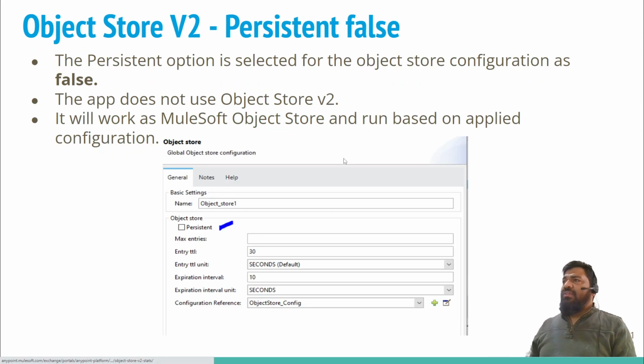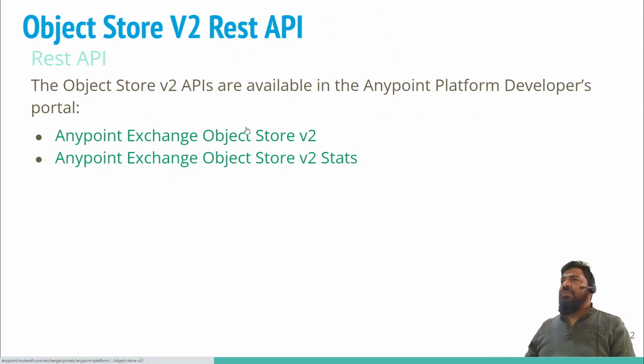Okay, so in my next video, I'm going to show you how exactly we are going to use the object store v2 REST APIs. There are two flavors of the APIs. One is stats. The other is the normal operations which we are going to do for the object store v2 API.